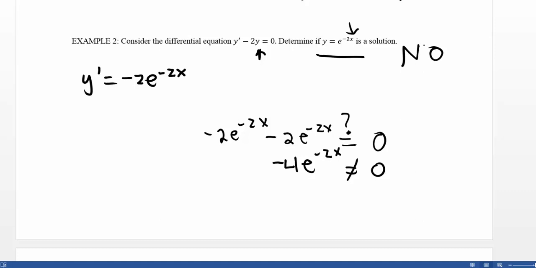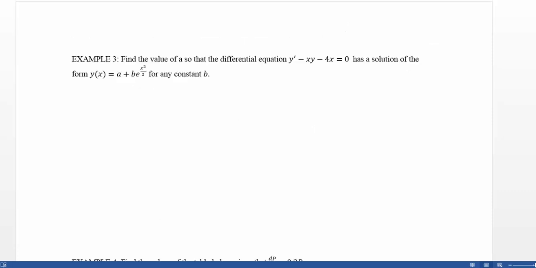If my differential equation had been y prime plus 2y, those would have canceled and it would have been a solution. But since it was minus, it didn't work out. So that is not a solution. So keep in mind when you're checking solutions, not all of them will work. So you have to be careful with your algebra and plug in carefully. Let's look at another problem.